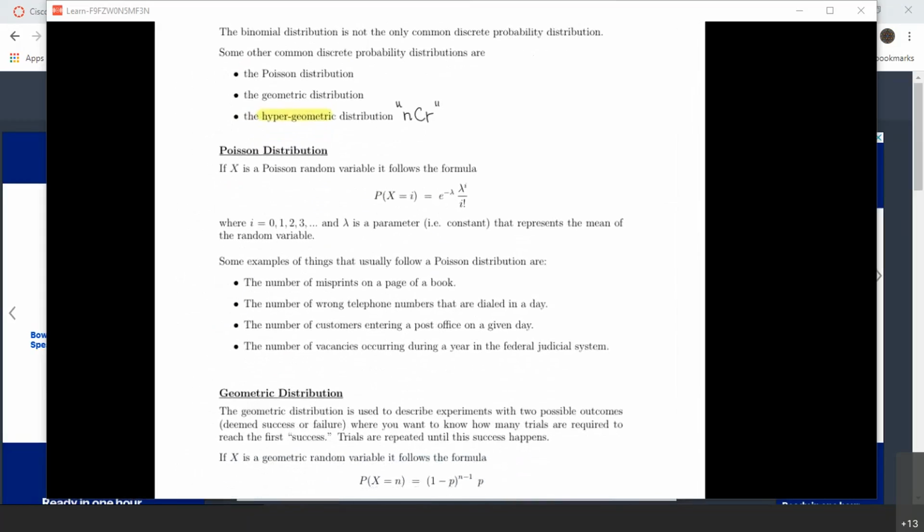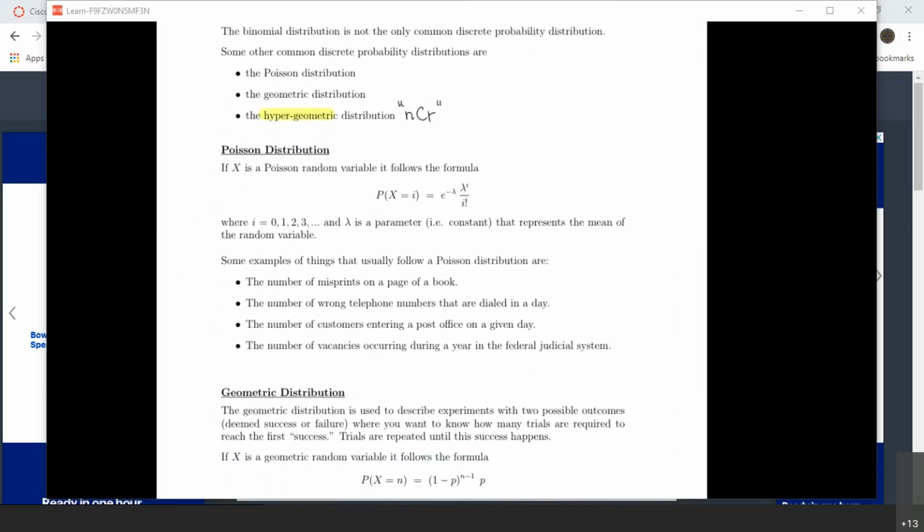Okay, so the Poisson distribution is kind of used for calculating the random number of things that happen in a certain time period. So let me put this over here first. You've got these on your calculator, Poisson PDF, and Poisson CDF.